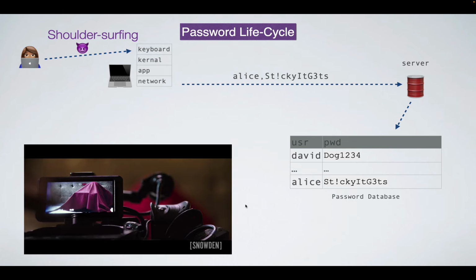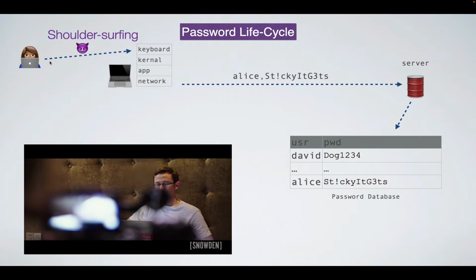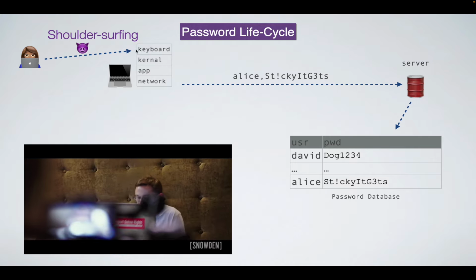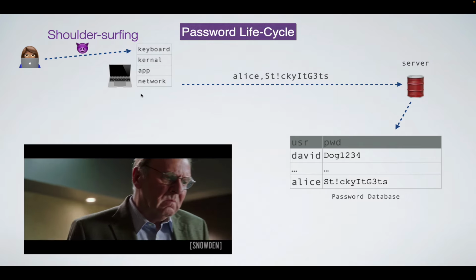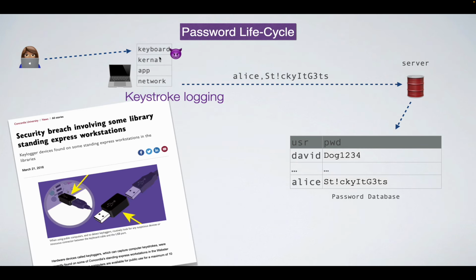Okay, so that's shoulder surfing. That's not on the wire per se, but between the user and the actual computer itself. Now, when your password goes into your computer, you typically put it in through the keyboard. The keyboard then passes it to the operating system, to the kernel, and then it goes to the application that needs it. Then it drops out on the network and is sent across the network. So there are a lot of places in your computer where, if you have malware, it might potentially lift your password off.